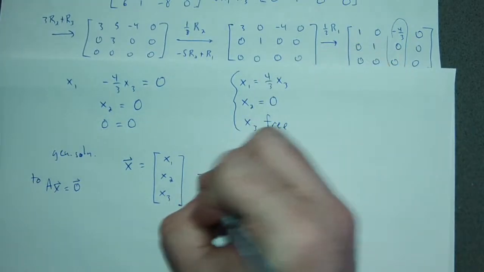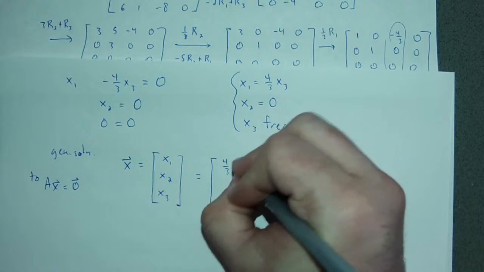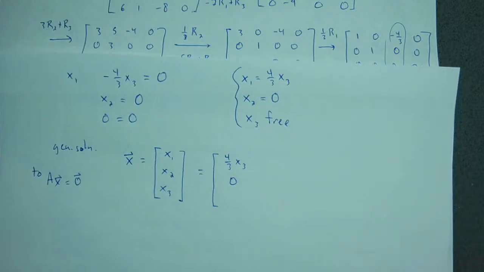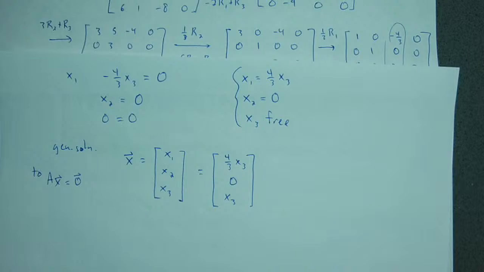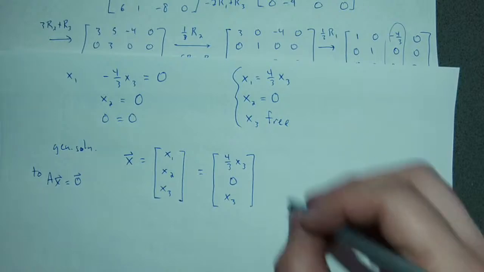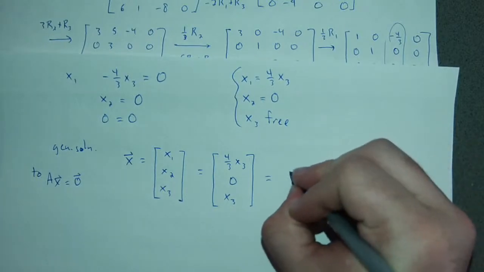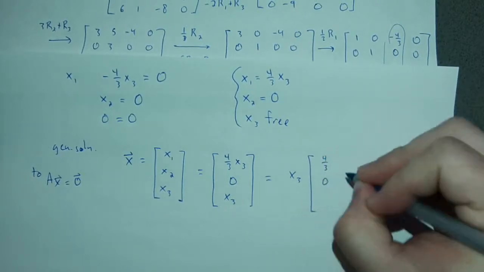But according to this, I can replace these entries with what I have written here. So this is 4/3 x of 3. x of 2 is 0. x of 3 is free, which means that x of 3 is x of 3, and I have no other info. I'm free to specify that to be whatever I want to be. Okay. And in this case, I can write this in a nicer way where I can factor out that x of 3, so that this is 4/3, 0, and 1.